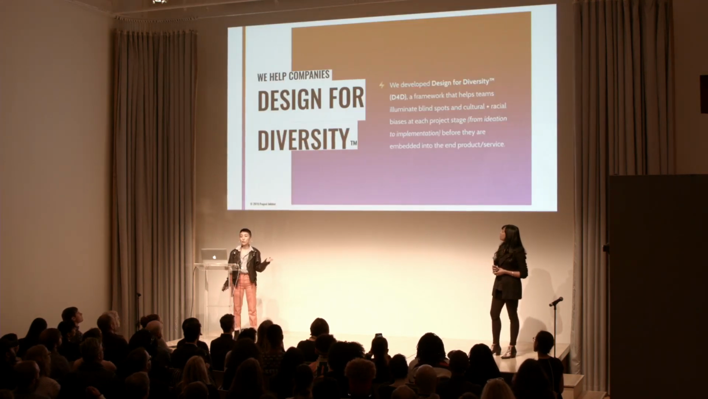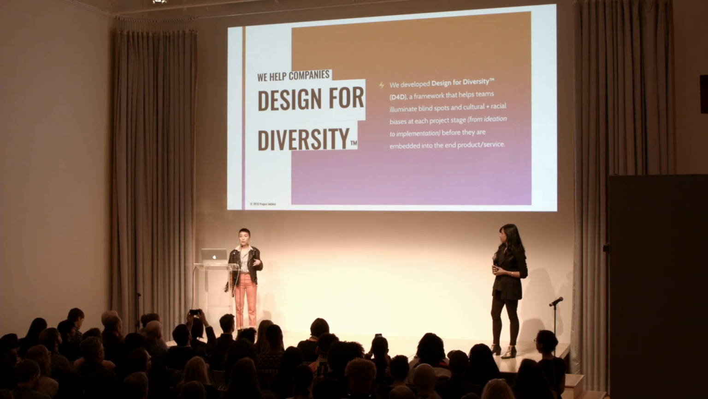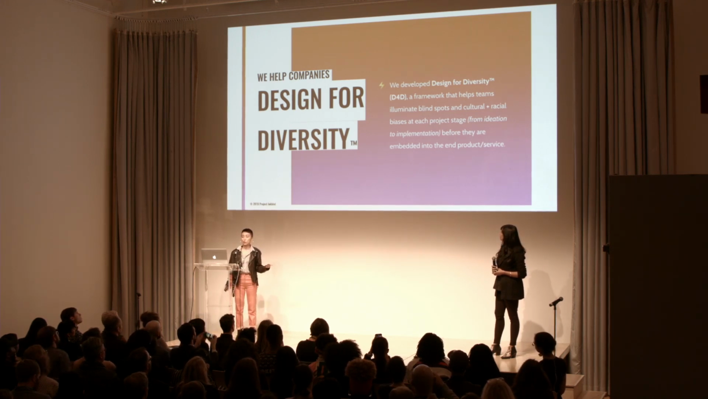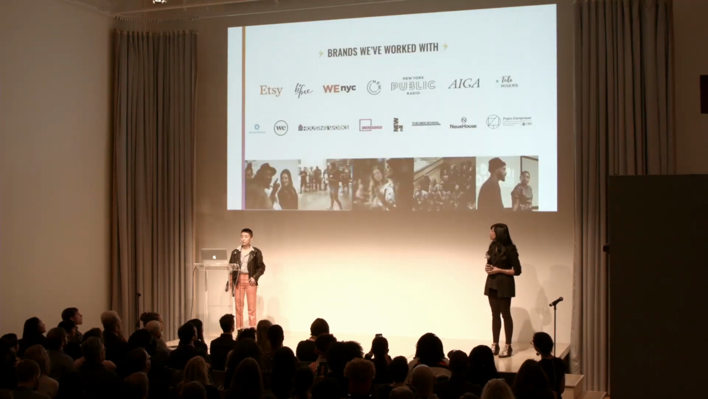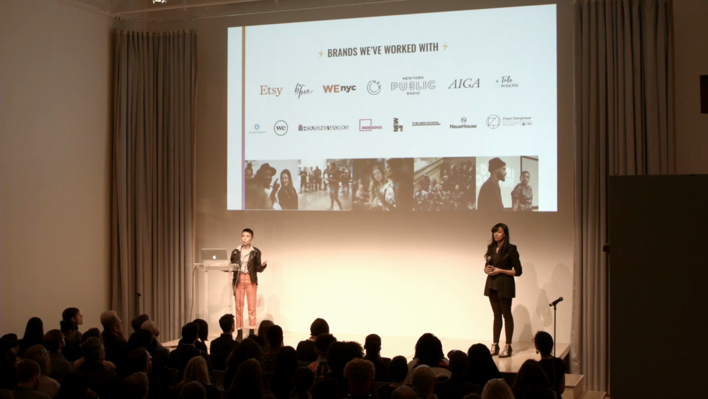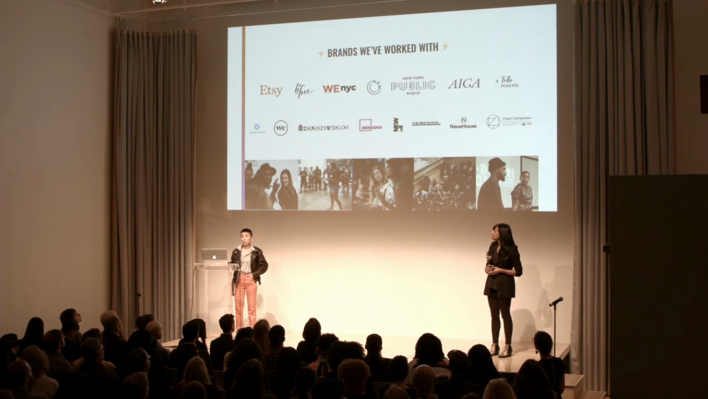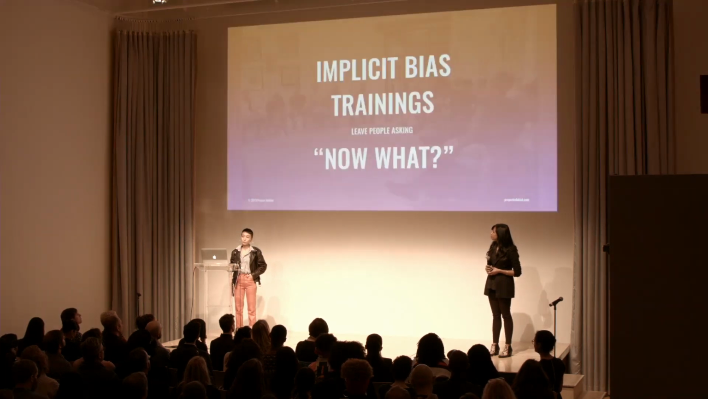also known as D for D, to help teams illuminate blind spots and cultural and racial biases within their design processes before they get embedded into the end product or service. We target specifically tech and media companies who have the biggest global reach in terms of the products and services that we interact with on a day-to-day basis. Frequently, these things are built with biased processes leading to biased results.